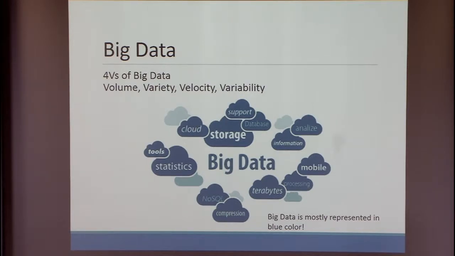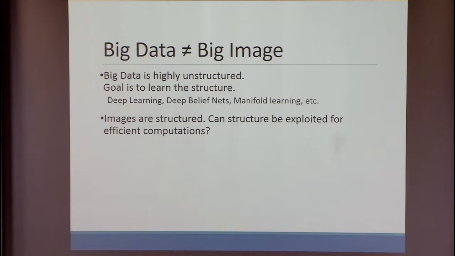When we talk about big data, we think about Google, Amazon, and Facebook. And if you Google the words big data, you realize that it's represented mostly by blue pictures. I do not really know why, but this is the reality. But what is big? The biggest difference between big image and big data is that big data is highly unstructured. You're given a bunch of data points, and your goal is to find the hidden communities, the structure underlying this, or the generative model that's creating this big data. There's a lot of advance in recent years, such as deep belief networks and manifold learning.